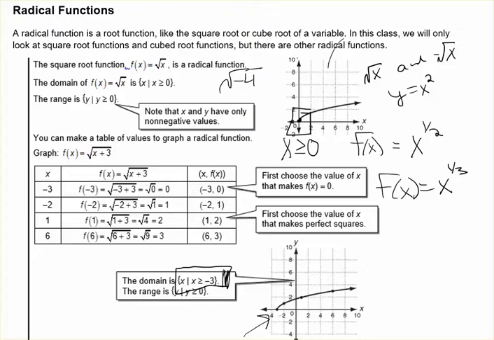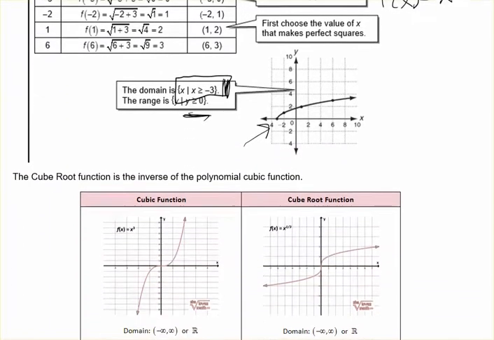In our parent function up here, the range would also be y is greater than or equal to 0, because that's the smallest number you can get out of this. If you let x be 0, then your answer would be that y is equal to 0. And the range did not change in this function because it did not move up or down, it just was shifted left.